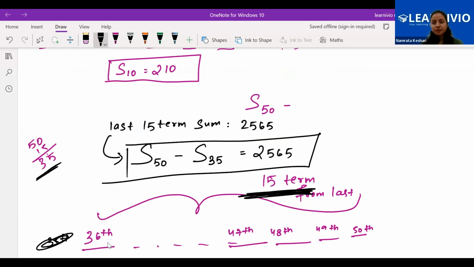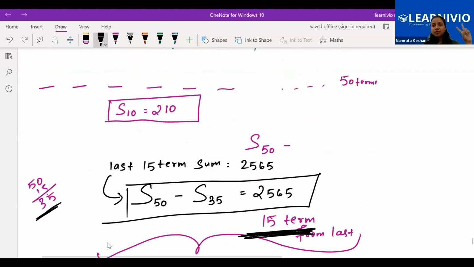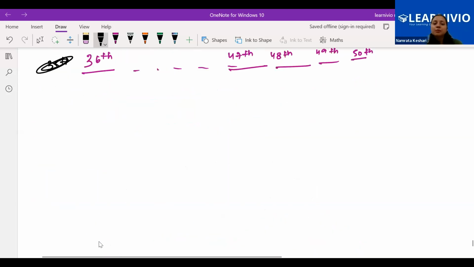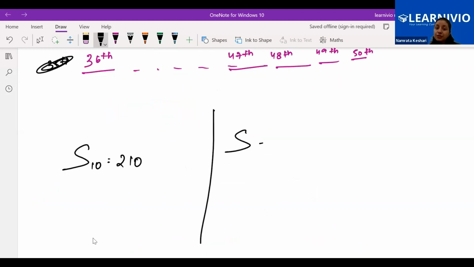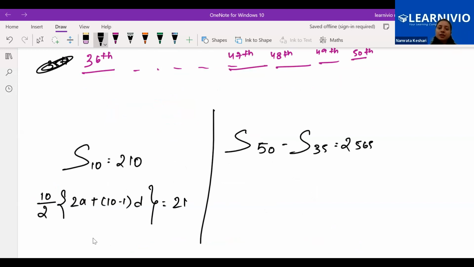Yes, ma'am. Okay, so two different scenarios we ended up having. One of them is S10 equals 210, and the other is S50 minus S35 equals 2565. Now here we will be taking n by 2 into 2a plus (n minus 1) into d. n is 10 over here. So n by 2, 2a, a we don't know, 10 minus 1, d we don't know, equals 210. We will get an equation having a and d.